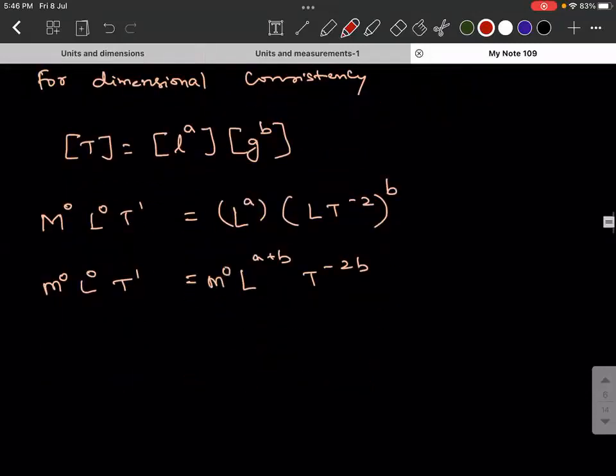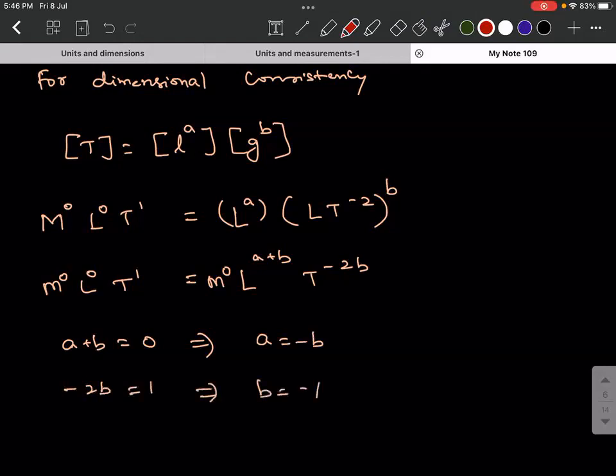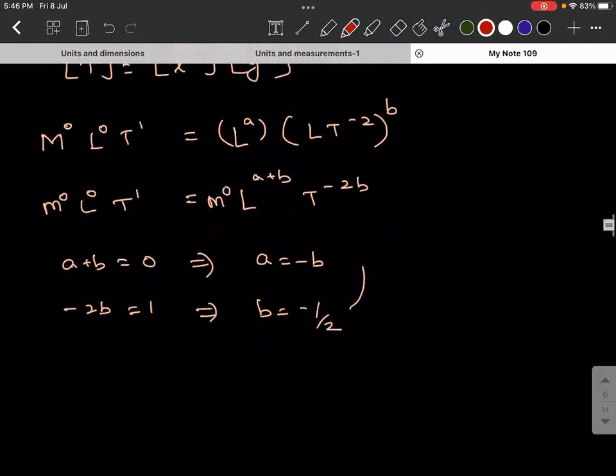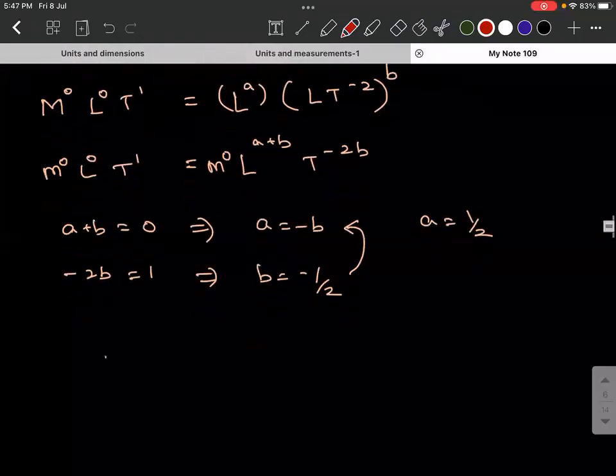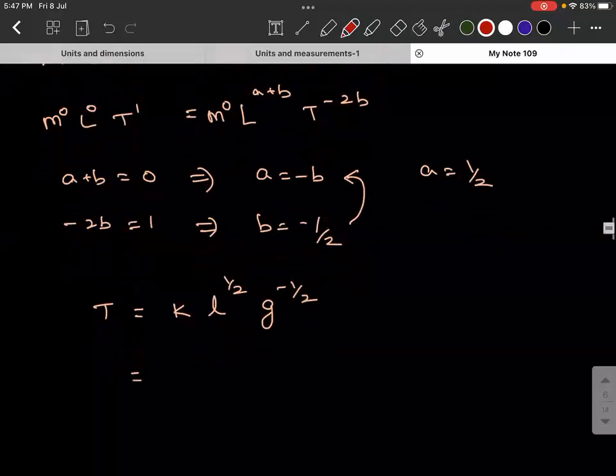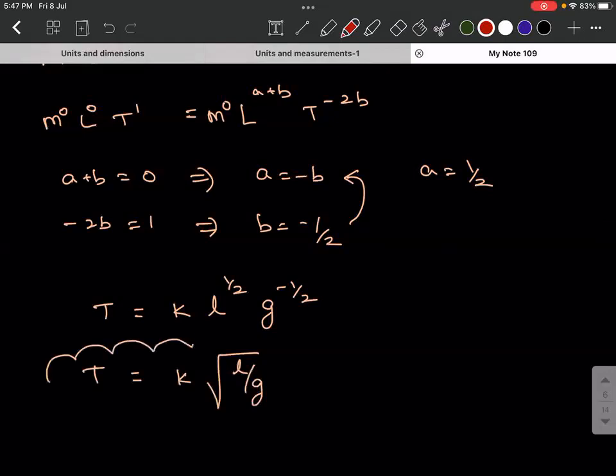So here it is going to be M0. Then what about a plus b? a plus b is 0, which implies a is equal to minus b. So minus 2b is 1, which implies b is equal to minus half. So when b is minus half, a is equal to half. Right? So T will be equal to k times L power half into g power minus half. So this will be equal to k into square root of L divided by g. And this is the mathematical expression.